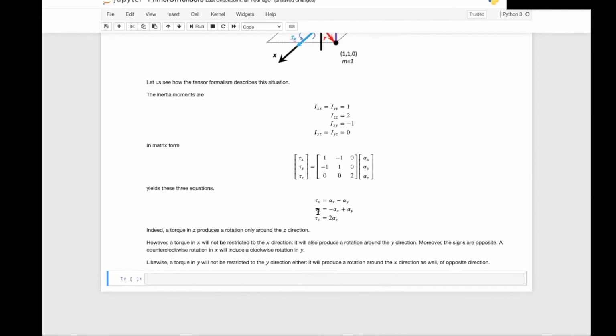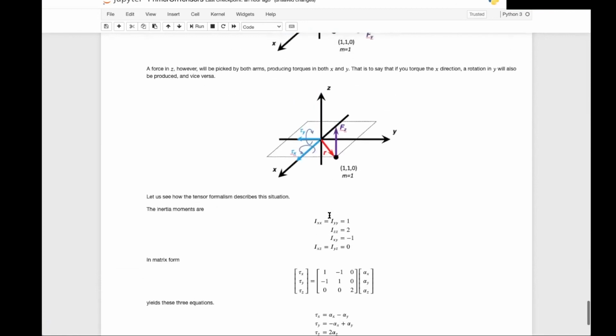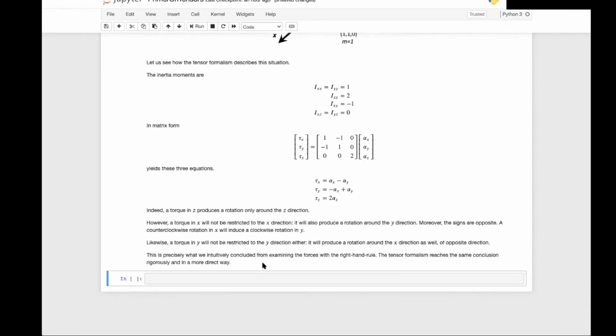And likewise, a torque in the Y direction will not be restricted to the Y direction either. It will also be followed by an angular acceleration, a rotation around the X axis, and again of opposite direction. That's what is happening here. If you have a torque in the Y direction, you will also produce a torque in the X direction of opposite sign. So this is precisely what we intuitively concluded from examining the forces with the right-hand rule. The tensor formalism reaches the same conclusion with rigor and in a more direct way.